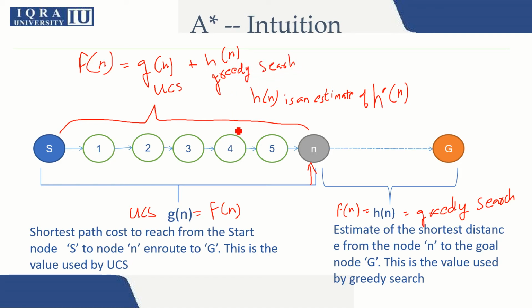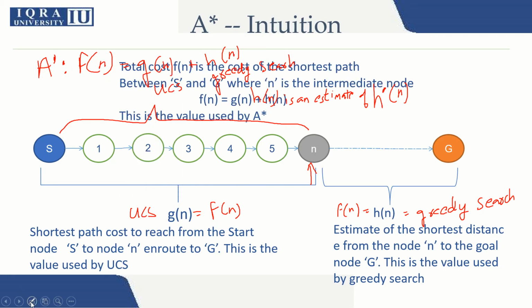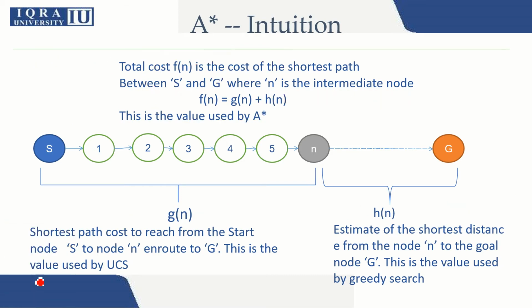Now this is what we are after. So why not use both of them? One is the cost that we have incurred so far, which is g of n, and the other is the cost that we will minimally incur, which is h of n. A star combines these two costs. Let me just show you. The total cost f of n is the cost of the shortest path between S and G, where n is the intermediate node. So f of n is the value that A star will use.